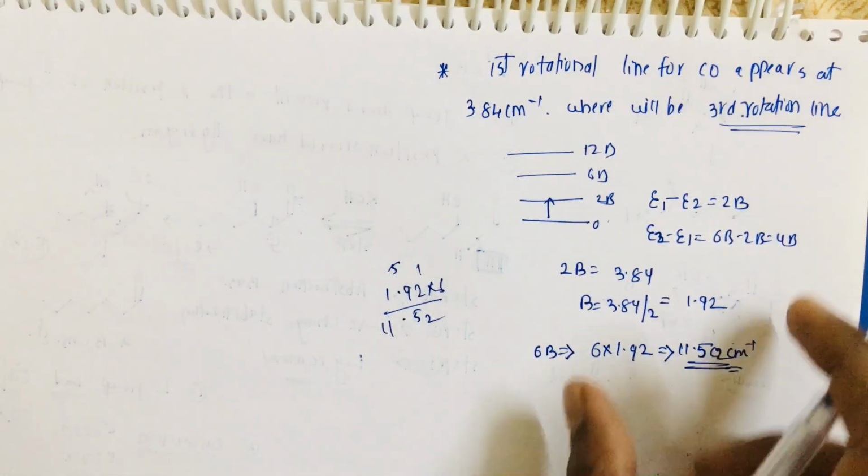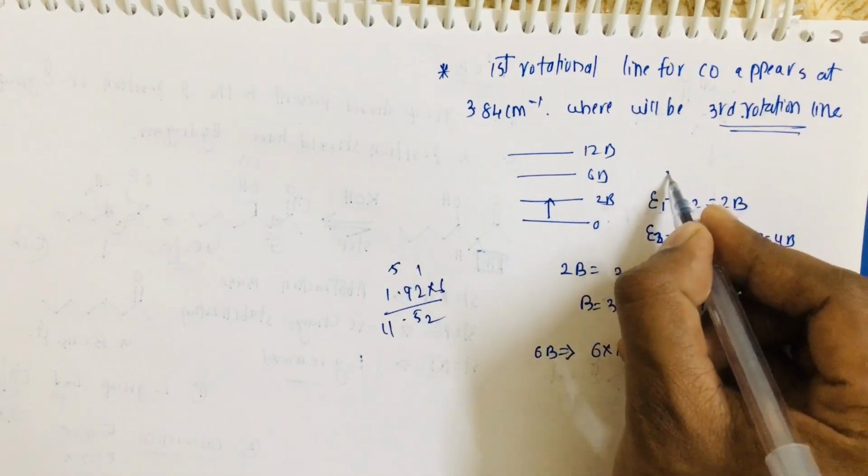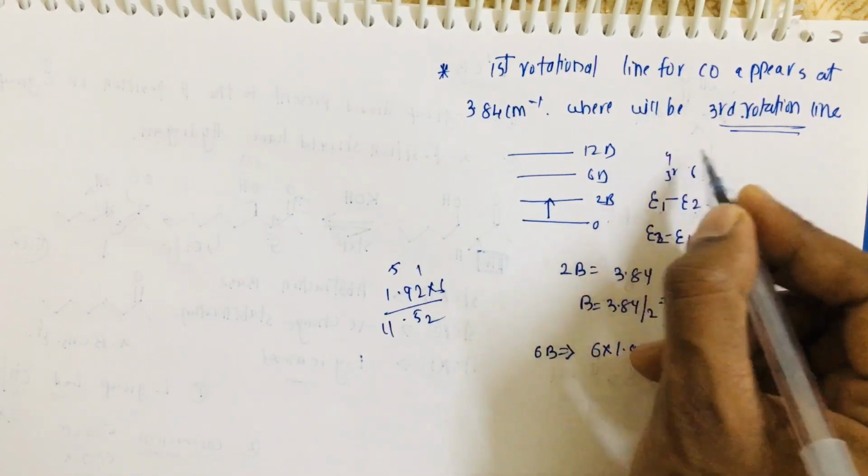Okay, so this is simple for the problem only, and the first line means 2b, second line means 4b, third line means 6b, fourth line means like that.